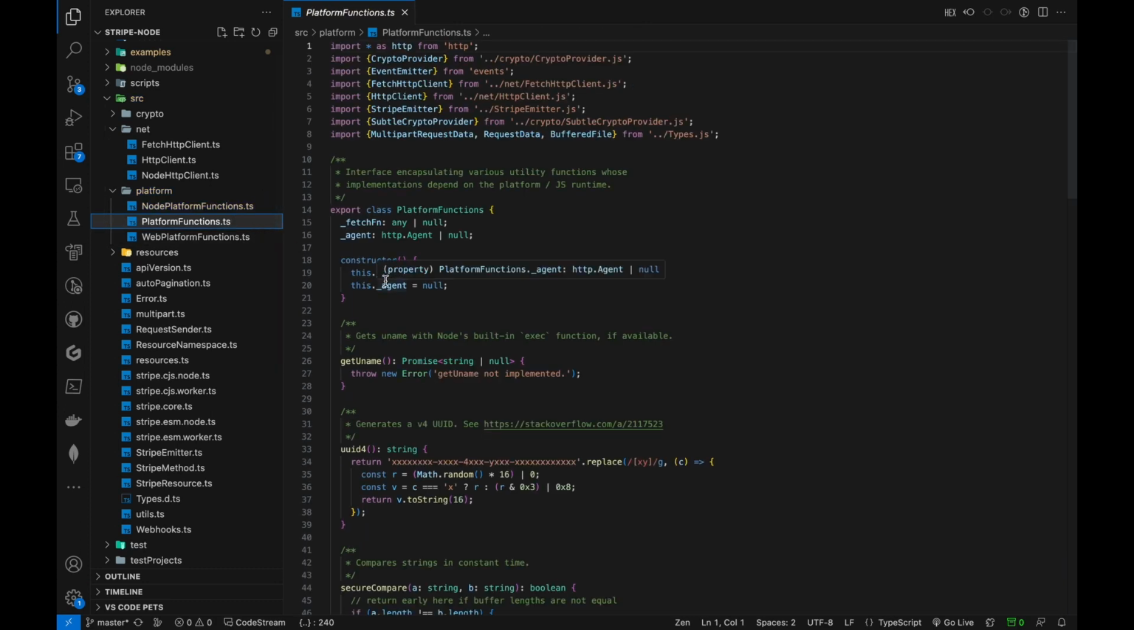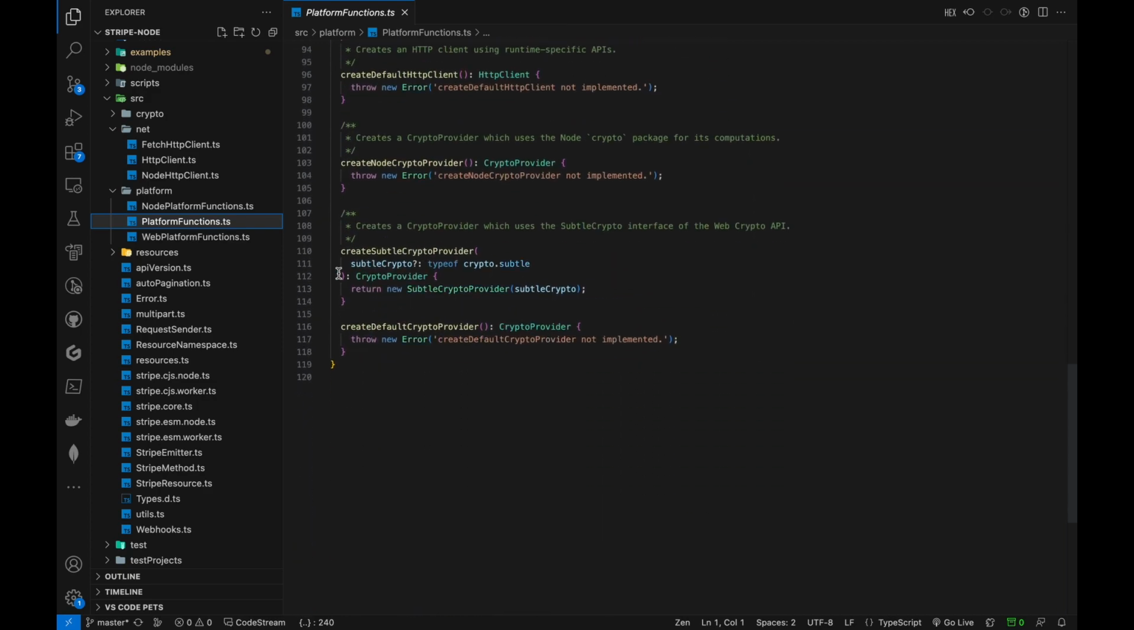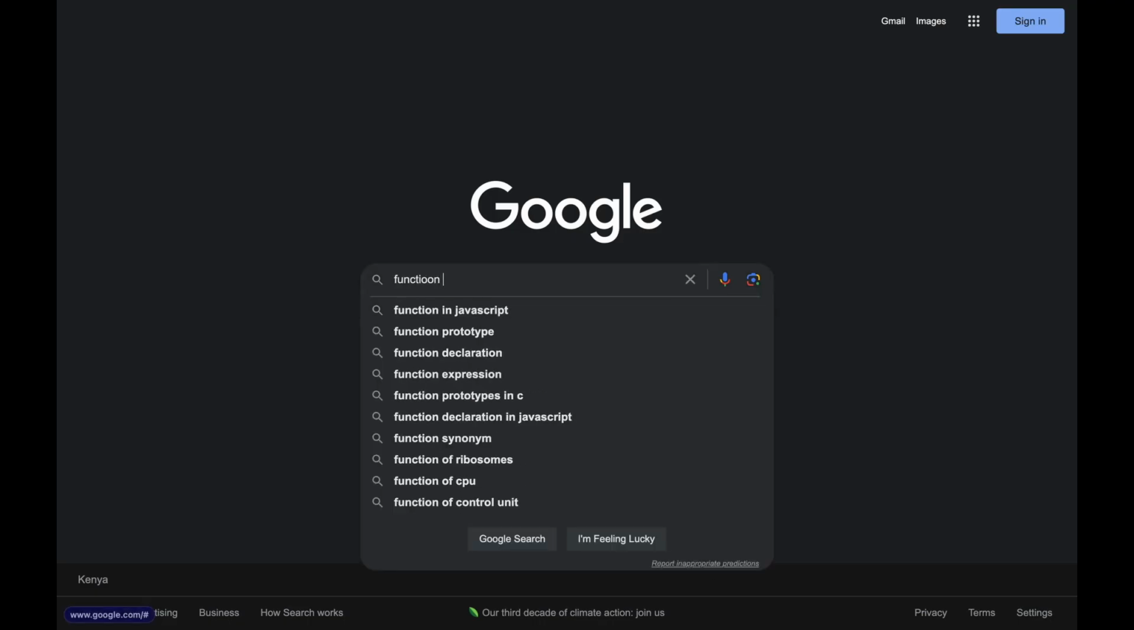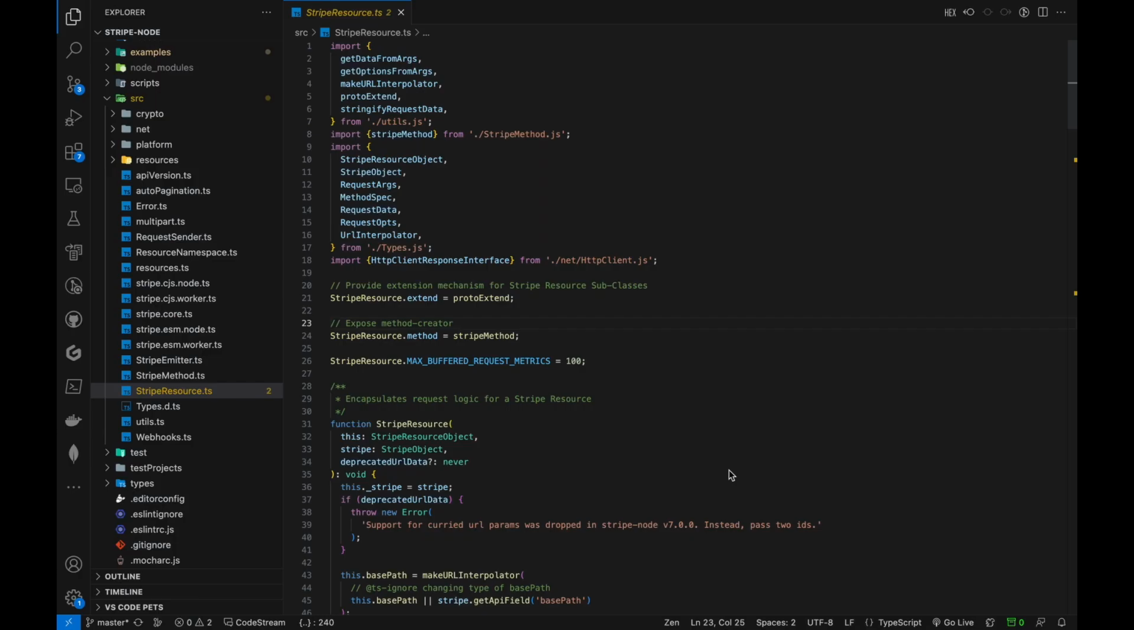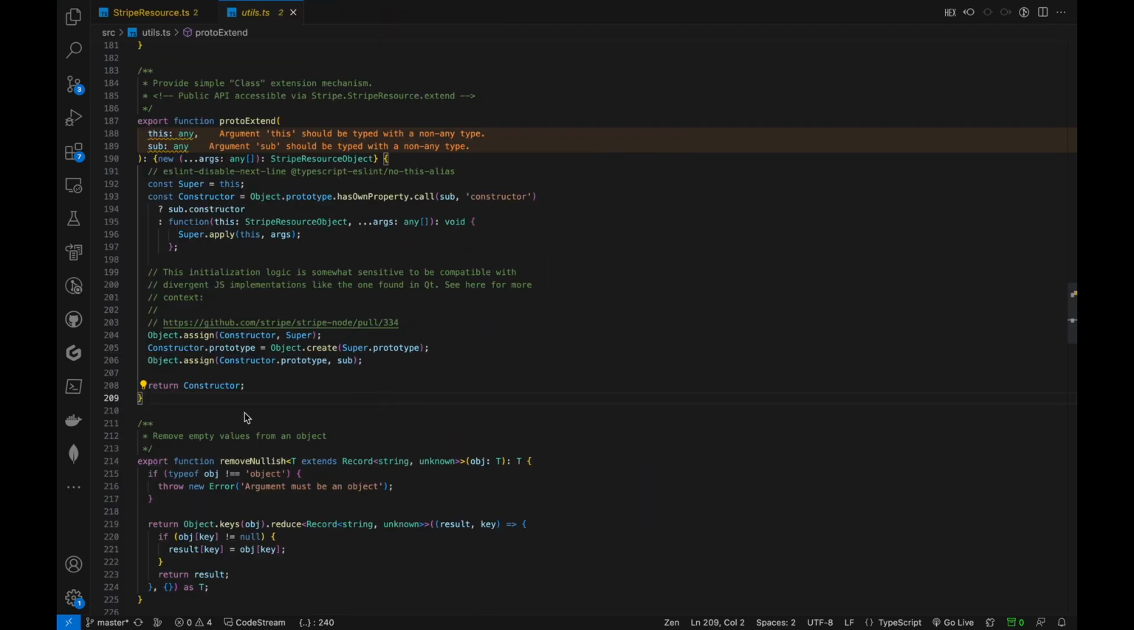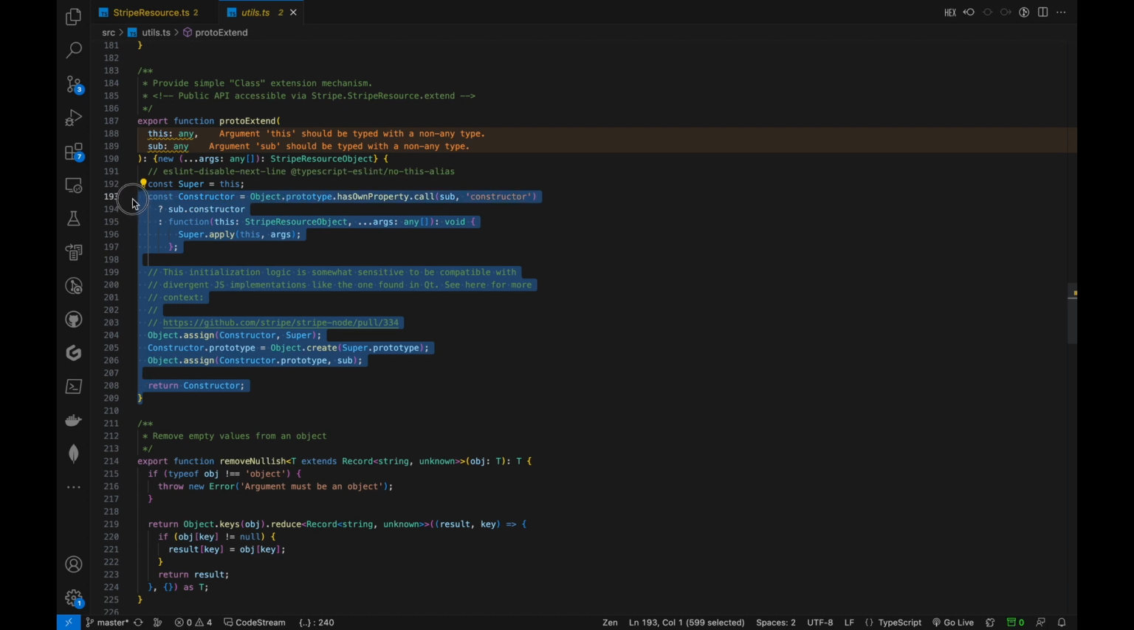While reviewing the code, there are a couple of things that I found interesting. The first was the heavy usage of function prototypes for the second and third layers of the SDK instead of classes, which made really weird and confusing syntax. But after reviewing it for a while, I got the hang of it. Take a look at this function, for example, which is responsible for enabling functions to extend other functions.